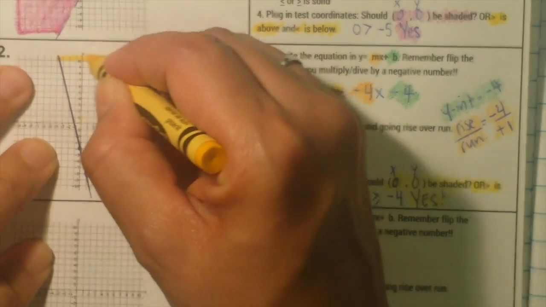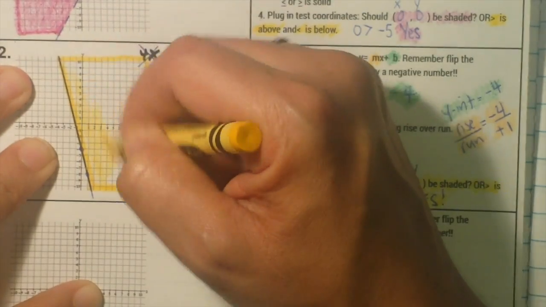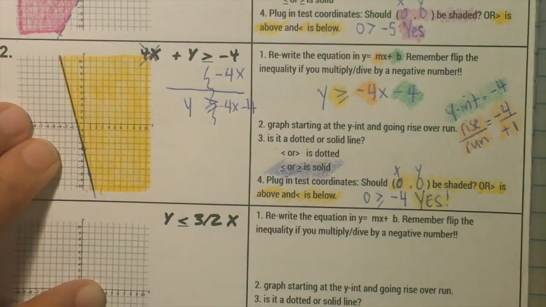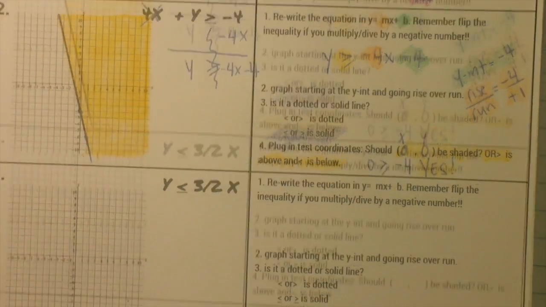Alright, so I'm just going to make point 0, 0 shaded. And there we go. And that's really it with the inequalities. So just one more step to it than regular equations.